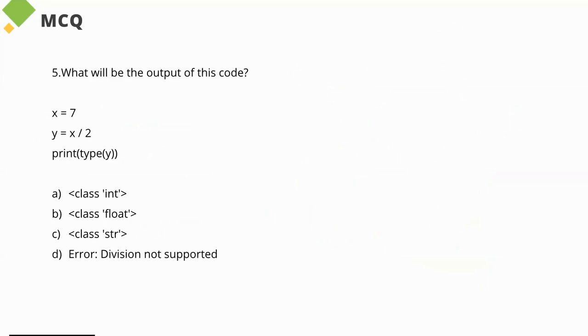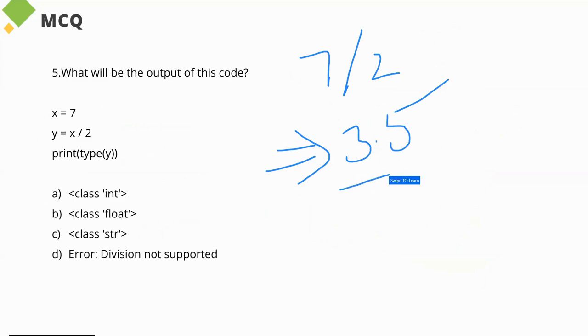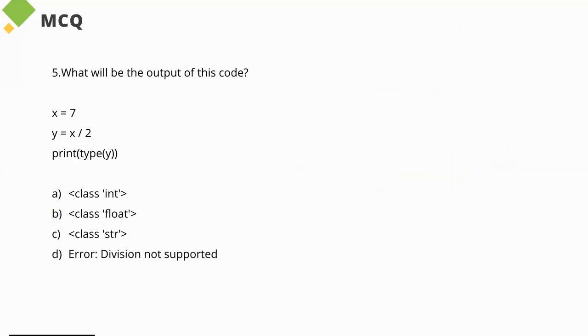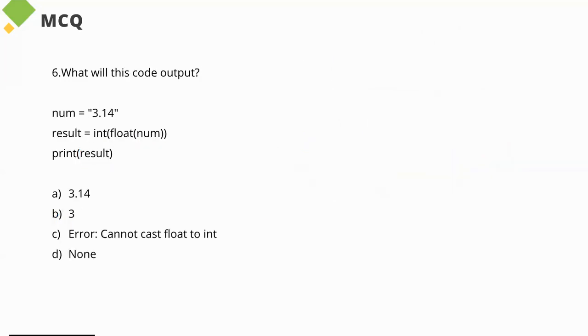Here x is 7 by 2. What will be the value? It will be 3.5. It's of type float, so it will be class float because it's asking for the type. That's the end of the questions, I guess. Now we have one more question.